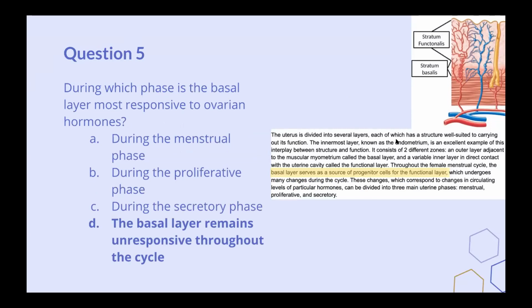If our basal layer sheds during the menstrual cycle, then we wouldn't have any more progenitor cells for the next cycle. And that's not what actually happens, right? We have menstruation every month. So D would be our answer. Does that make sense? I also included a picture of the functional layer and the basal layer so it could be easier to visualize.